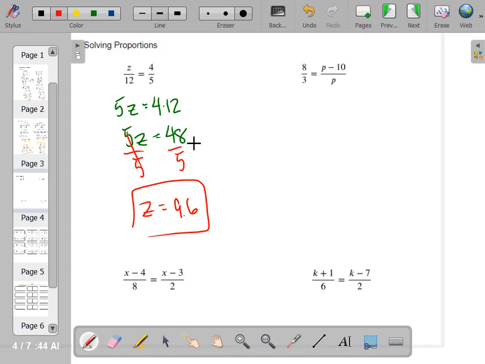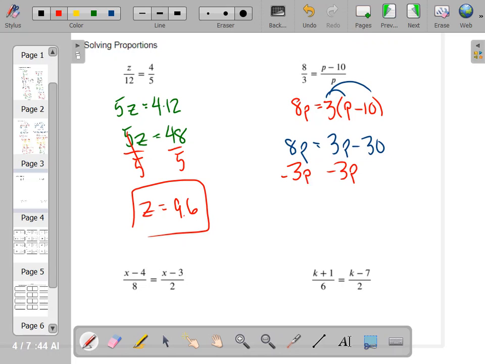Okay. Let's try another one. Cross multiply. 8 times p is 8p, and then I have to multiply 3 times the quantity p minus 10. If you forget to distribute, you're going to miss it. So you have to remember you're multiplying 3 times everything here. So 3p minus 30, and on the left side I have 8p. Next up, I'm going to subtract 3p because that's smaller. And I have 5p equals negative 30. And last step, divide by 5. So I have p equals negative 6.